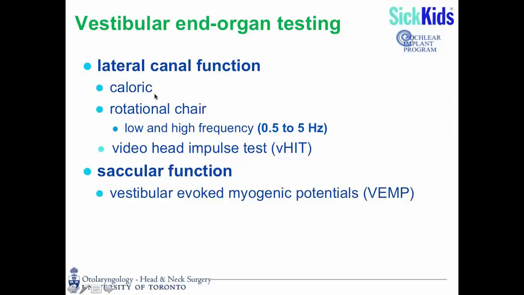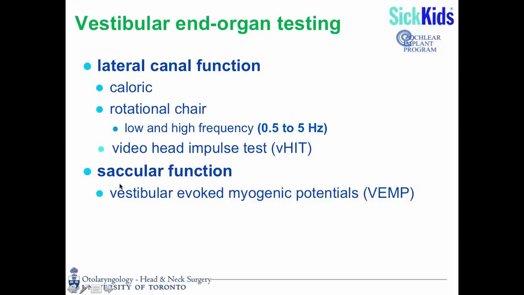We can use rotary chair testing, which has the advantage, depending on your chair, of looking at low and high frequency rotation. We're fortunate here in Toronto in that we have a chair that can rotate all the way up to 15 hertz with the use of a scleral coil, but most commercially available chairs will still rotate under 1 hertz. And finally, this newer and exciting tool, video head impulse testing, which we've already talked about. So the video head impulse testing really does span the clinic all the way to the end organ testing lab, and so it really can be used in either or both of these scenarios.